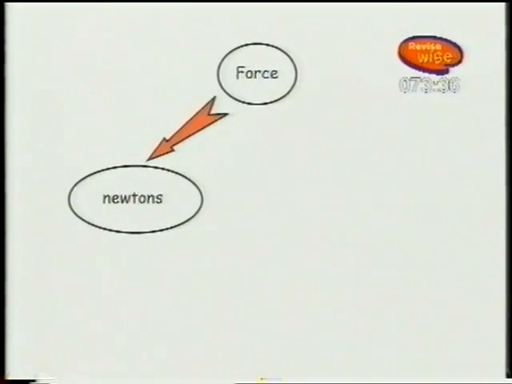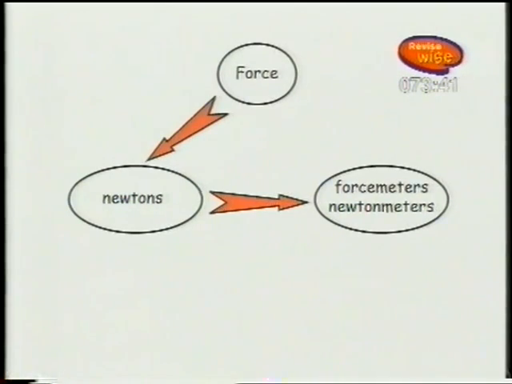A force is measured in newtons. Newtons are the units on the force meters or Newton meters. Force meters or Newton meters measure the size of forces.